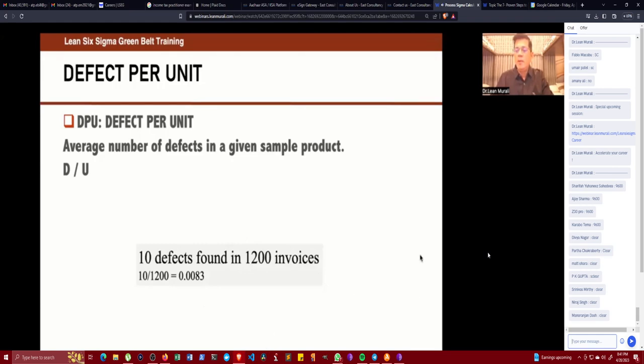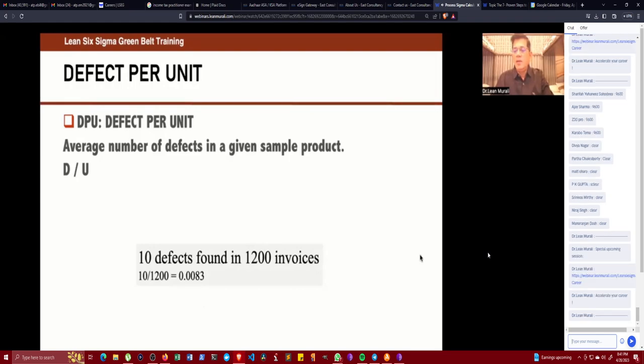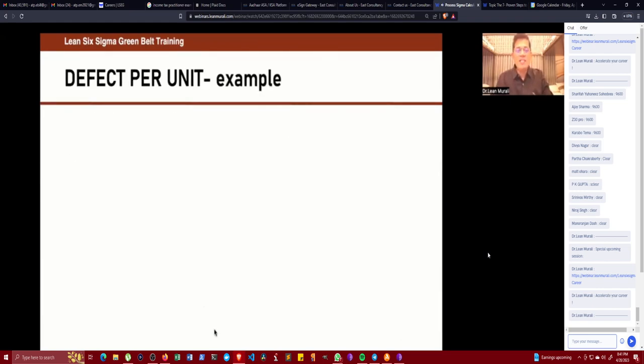Okay. Great. Okay, Mr. Abhijit has written up to DPMO. Very nice. And Mr. Abhijit, you can also put the sigma value. Okay, great. Okay, let us go to the next step.